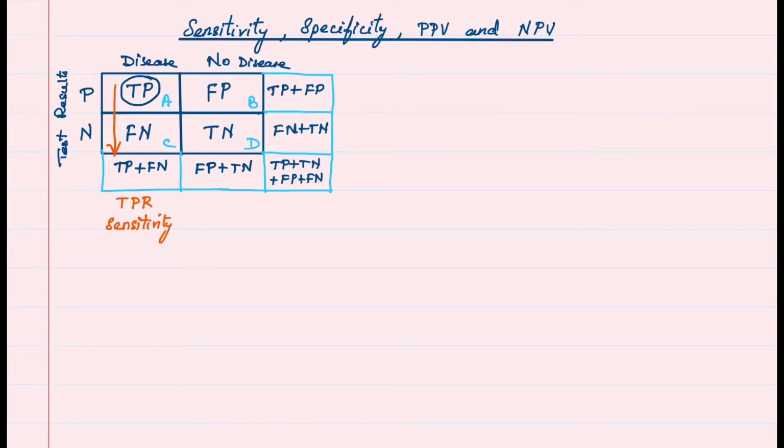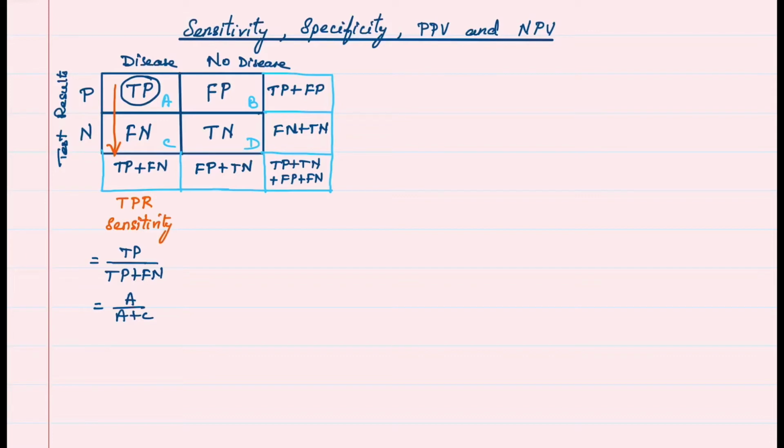So sensitivity gives the probability of positive result in those who are diseased, which is TP over the total, TP plus FN. So sensitivity gives the probability of positive result in the diseased, or we can say that it is the probability of detecting the disease, and it can be written as A upon A plus C.